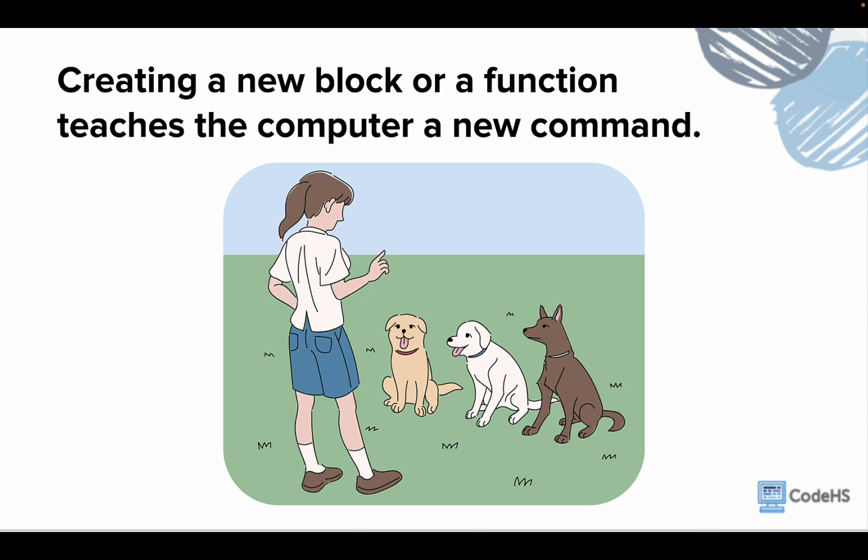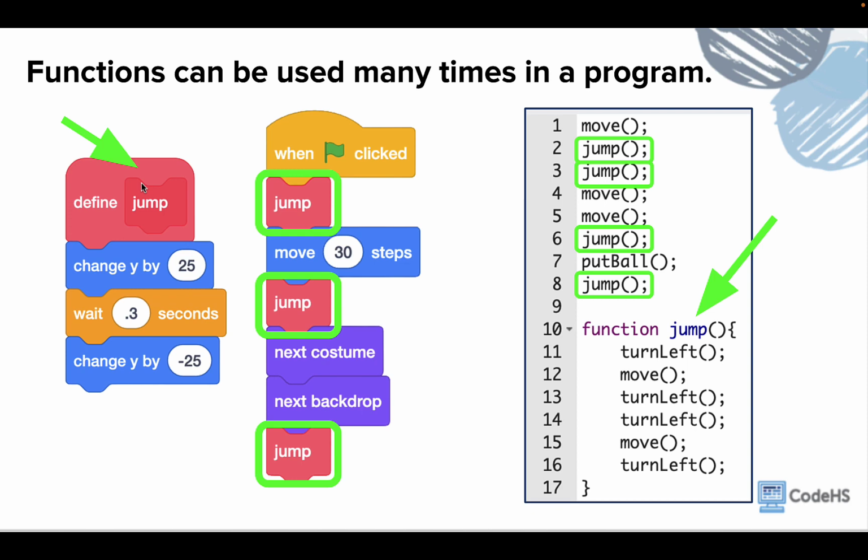a new trick. Just like in block coding, where you first define the new block and then you can use it in a sequence of code, in Karel, you define the function and then you can call that function many times within the main code.